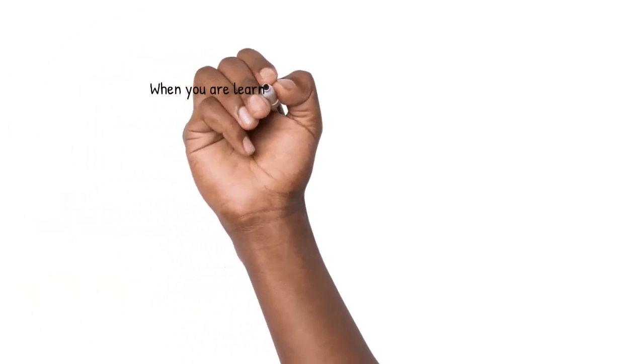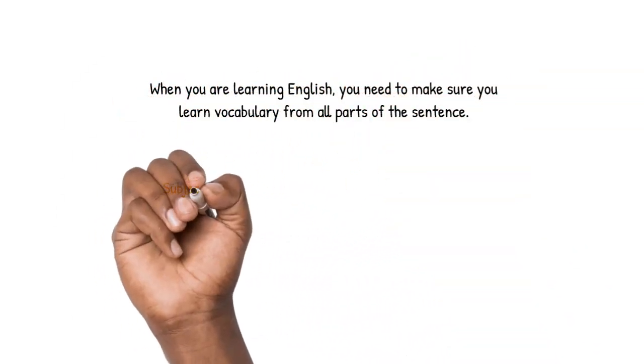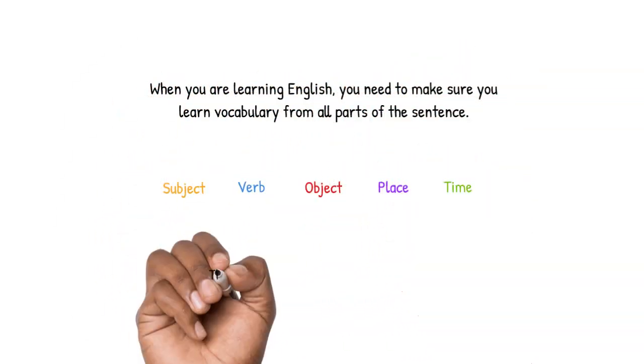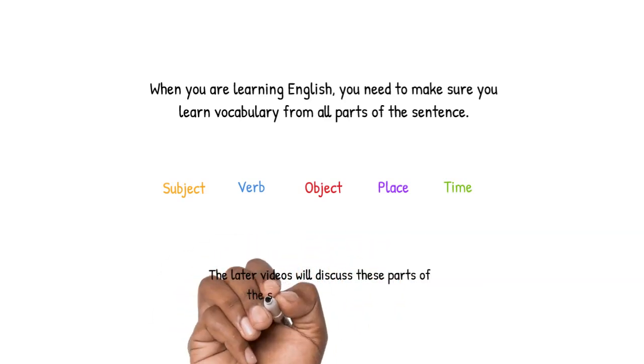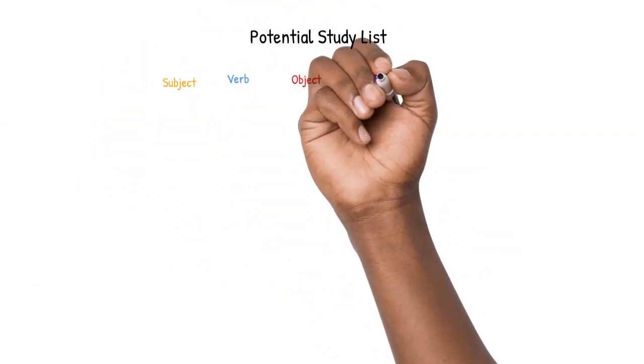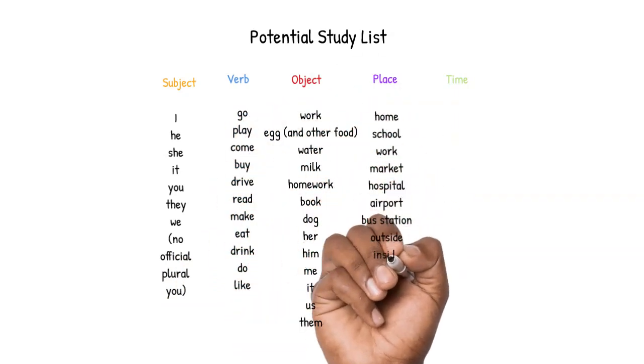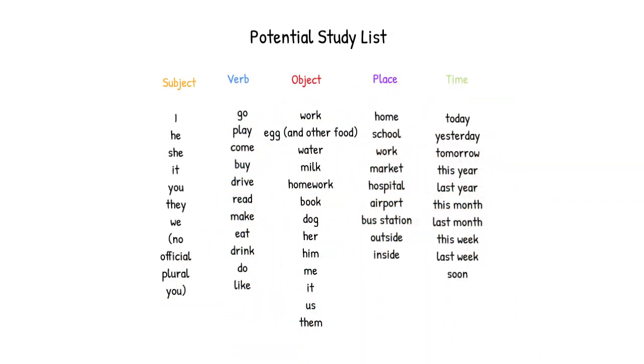When you are learning English, you need to make sure you learn vocabulary from all parts of the sentence: subject, verb, object, place, and time. The later videos will discuss these parts of the sentence more in depth. Here is a potential study list with subject, verb, object, place, and time words. Notice how there is no official plural you.